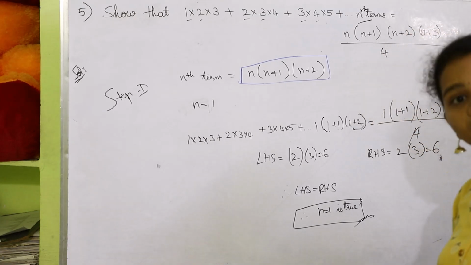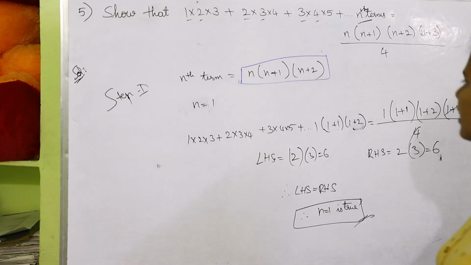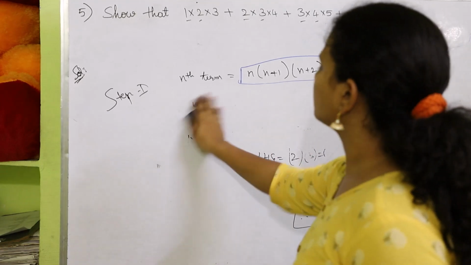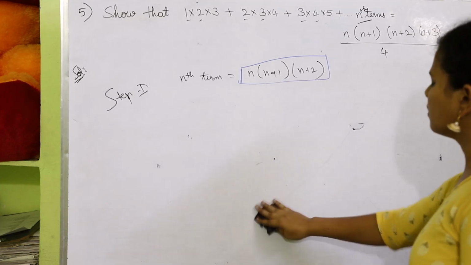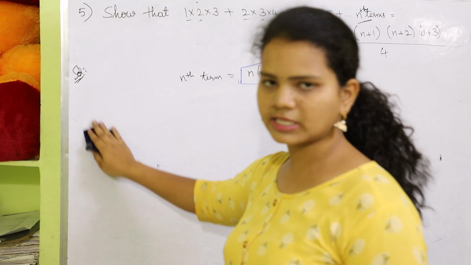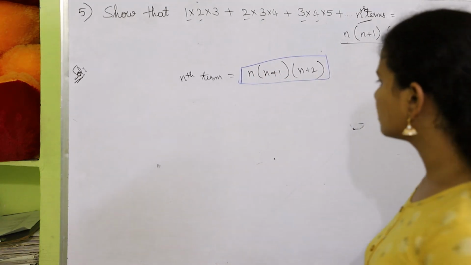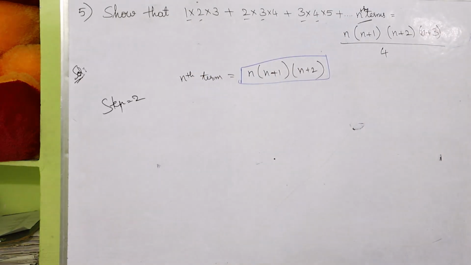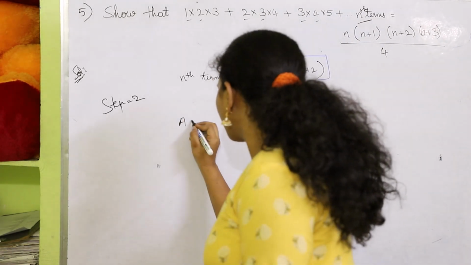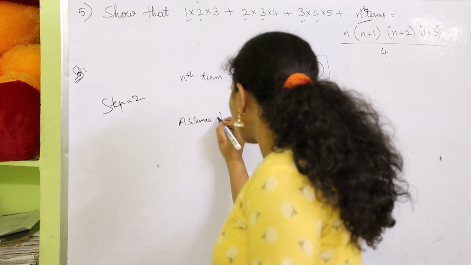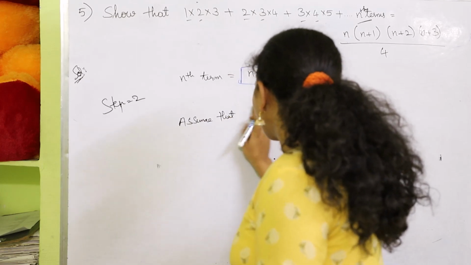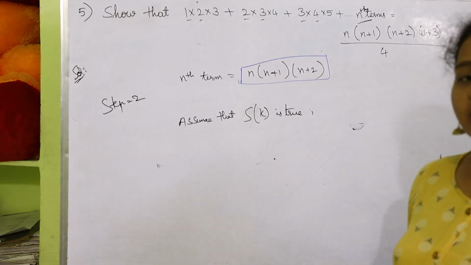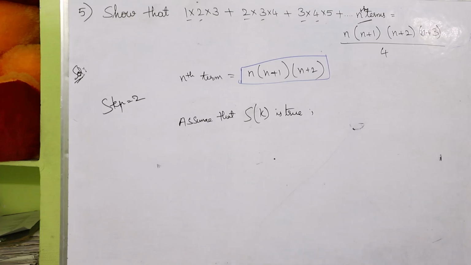Coming back to the second step, you assume, you imagine that S of k is true. The second step, or step number 2, is: imagine that S of k is true. You write down the equation, the equation which forms in the second step will be the first equation. Assume that S of k is true, then n equals k.